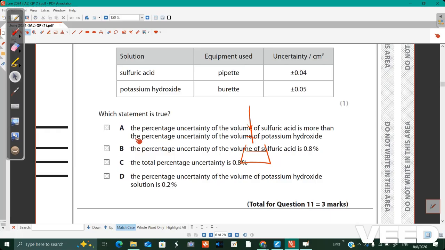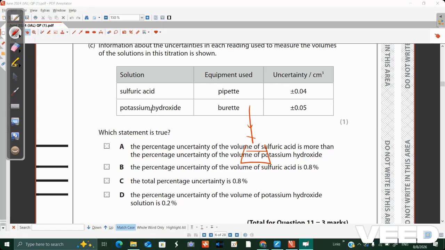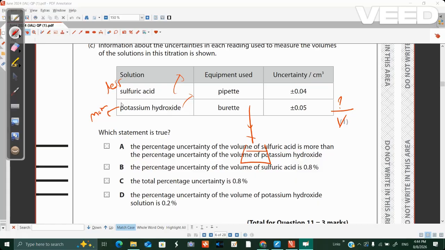Which statement is true? The percentage uncertainty of the volume of sulfuric acid is more than the percentage uncertainty of the volume of potassium hydroxide. So when you take the percentage uncertainty, it is always the uncertainty over the volume transferred, right? So if we assume burette volumes are greater than the sulfuric acid volumes, now if they are measuring the same volumes, the percentage uncertainty of the pipette is less, burette is more. If we assume they are measuring the same volumes, let's keep it like this.